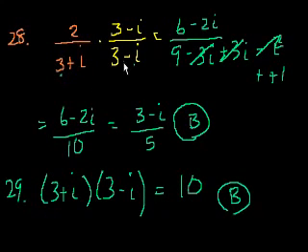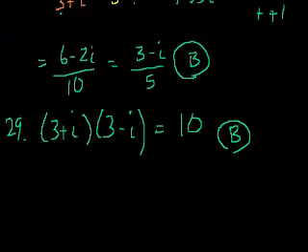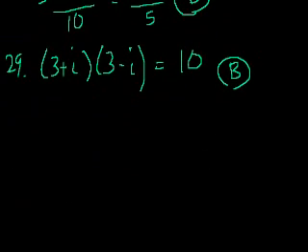Rewind the video and see what I did here. 3 times 3 is 9, then minus 3i plus 3i minus i squared. These terms cancel out. You get a minus i squared, which is minus negative 1. So you have 9 plus 1. So it equals 10. So that is choice B. That's crazy. They just gave us the same problem twice in a row.